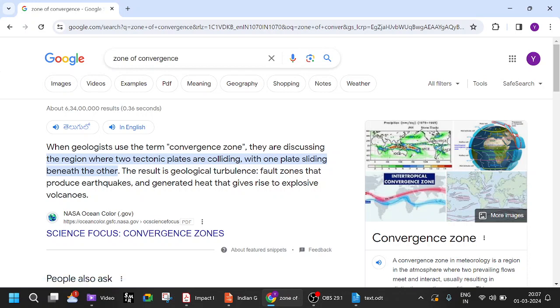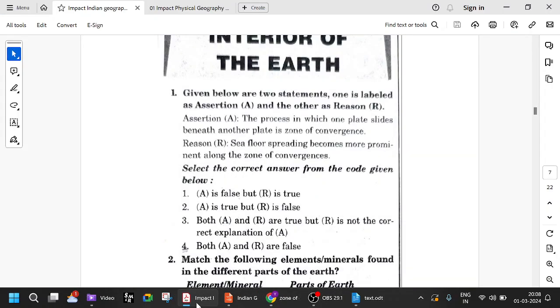Now, if you are looking at the convergence zone, they are discussing the region where two tectonic plates are colliding with one plate sliding beneath the other. The result is geological turbulence, fault zones that produce earthquakes, etc. So basically, two tectonic plates are colliding with one plate sliding beneath the other. That is called the convergence zone. So the process in which one plate slides beneath another is called zone of convergence, which is true. Seafloor spreading becomes more prominent along the zone of convergence. So this is also true, right?